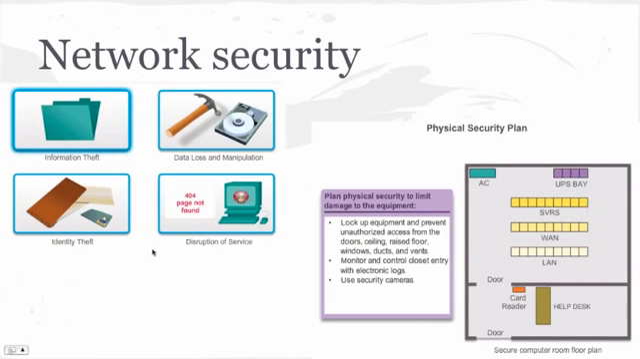Intruders who gain access by modifying software or exploiting software vulnerabilities are often called hackers. After the hacker gains access to the network, 4 types of threats may arise: information theft, identity theft, data loss and manipulation, and disruption of service. The 4 classes of physical threats are hardware threats, environmental threats, electrical threats, and maintenance threats.